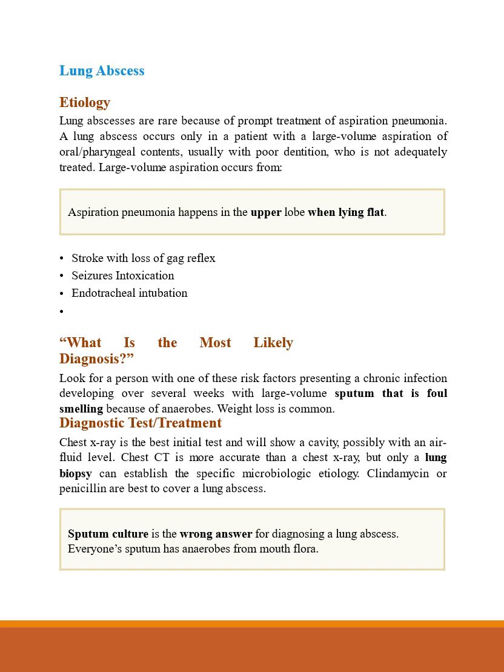Slide number 20. We'll discuss so-called lung abscess. By etiology, lung abscesses are rare because of prompt treatment for aspiration pneumonia. A lung abscess occurs only in a patient with large volume aspiration of oropharyngeal content, usually poor dentition, who is not treated sufficiently. A large volume of aspiration occurs from aspiration pneumonia in the upper lobe when the patient is laying flat.